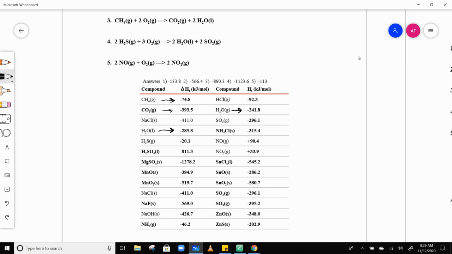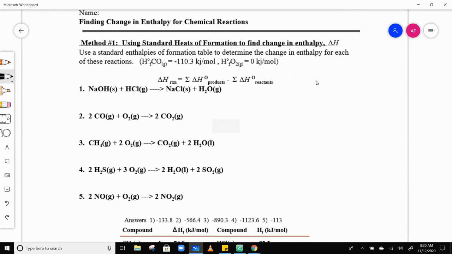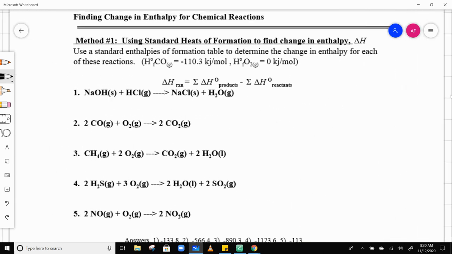Now, how do we use these? We use them according to this equation. Don't get too worried or scared of it. What it's saying is the delta H of the overall reaction is equal to the sum of the delta H of formation of the products minus the sum of the delta H of formation of the reactants. So be careful here: it's products minus reactants. Products come first, then reactants.